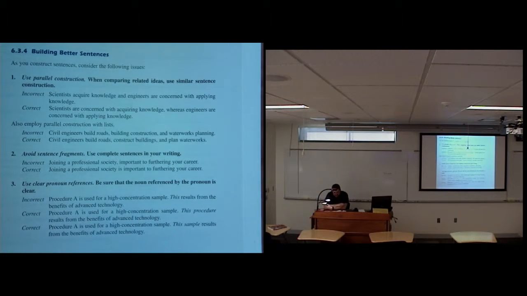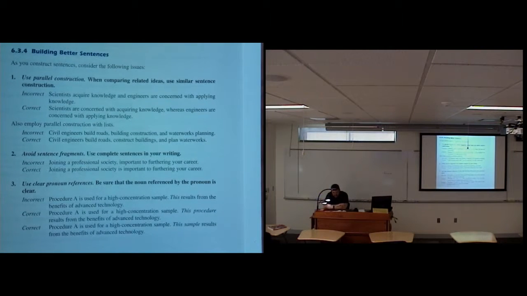The first thing is using parallel construction. When you're comparing related ideas, use similar sentence structure or construction, right? So they have 2 examples. The incorrect version: scientists acquire knowledge and engineers are concerned with applying knowledge. The correct way to do that would be: scientists are concerned with acquiring knowledge, whereas engineers are concerned with applying knowledge, right? 2 very direct sentences. We have a connector. It's connected with the word whereas and a comma, right?